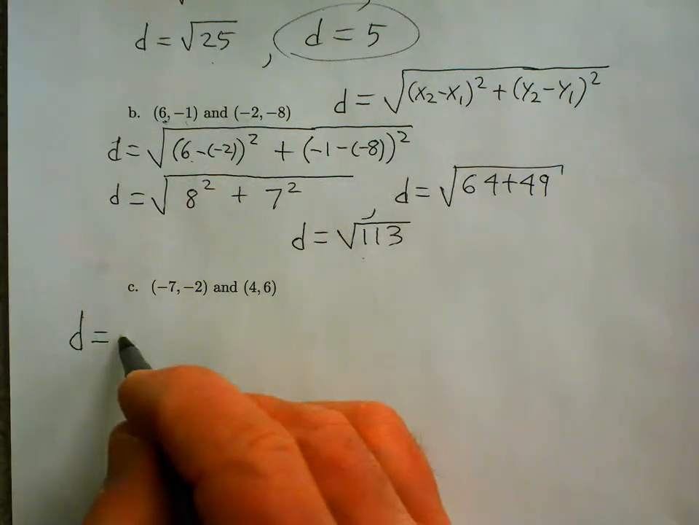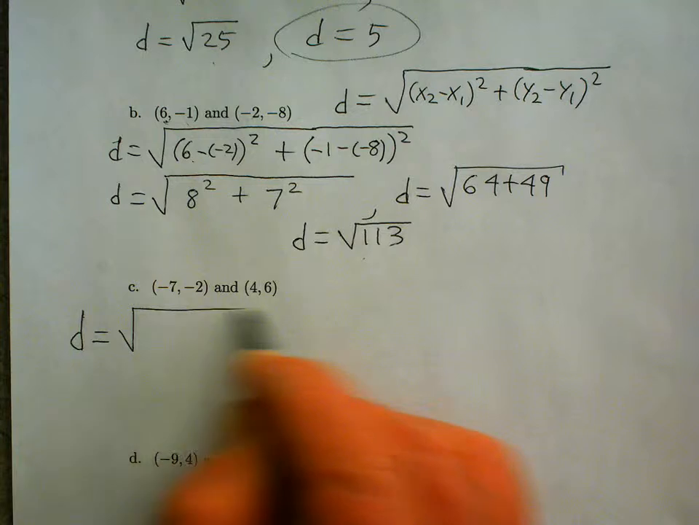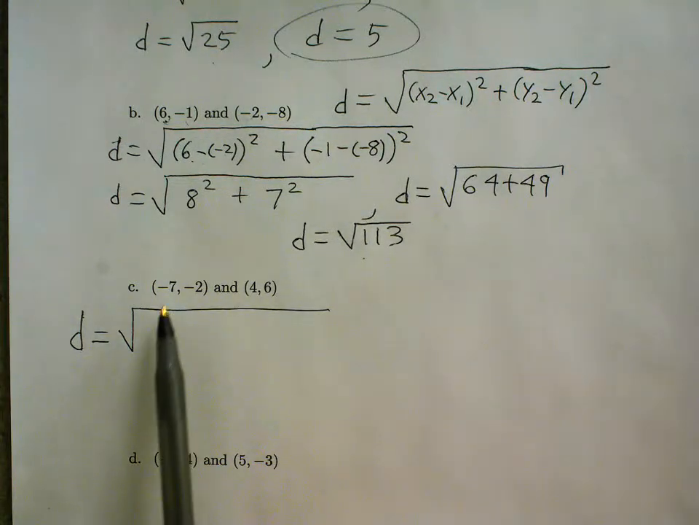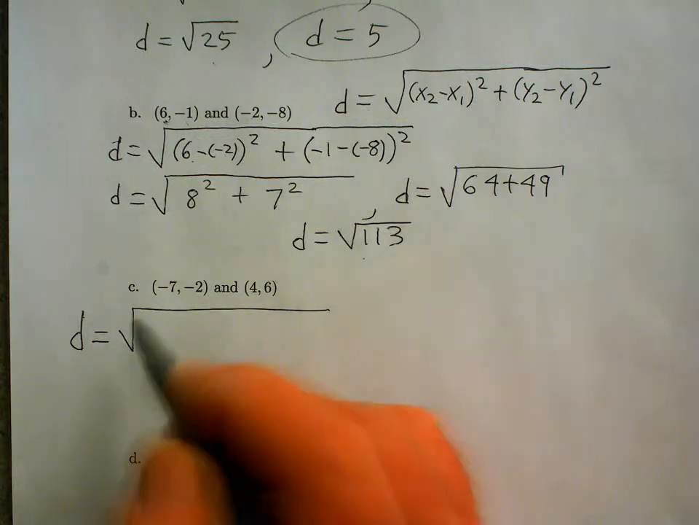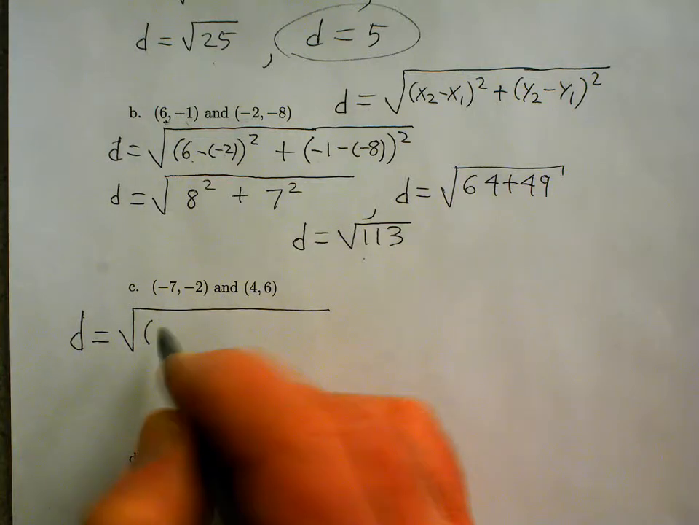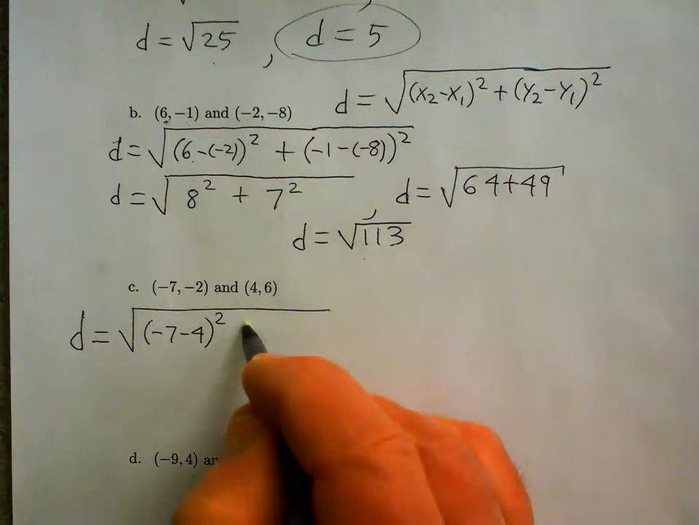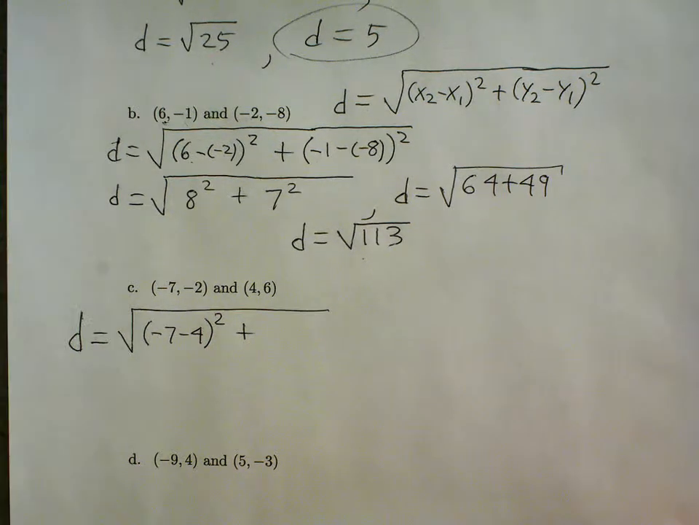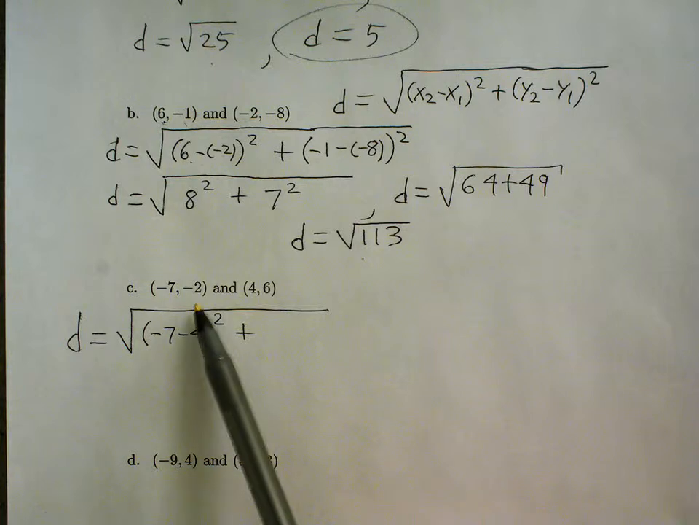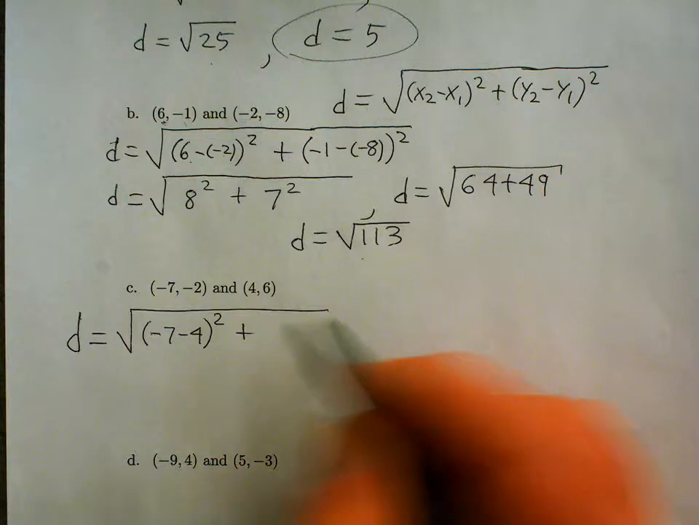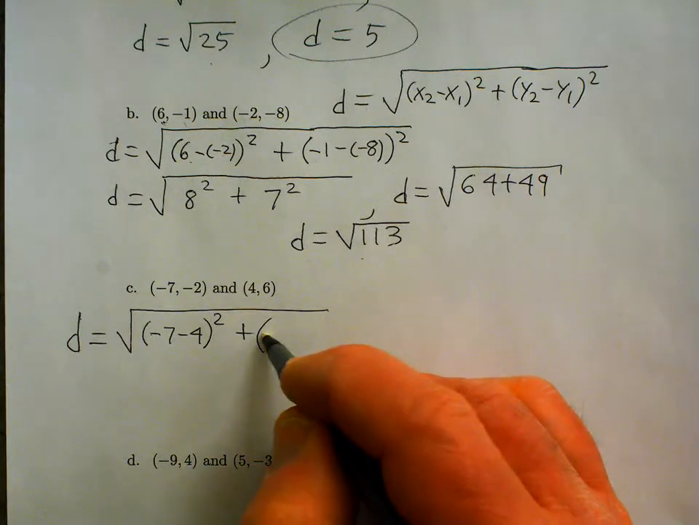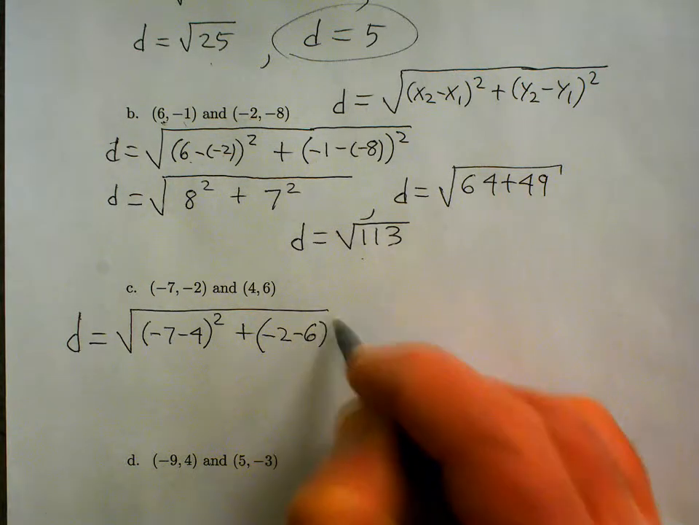So the distance, inside the square root, focus on the x coordinates first. We have -7 and 4. So inside parentheses, we can write -7 minus 4 quantity squared. And we'll add that to the other quantity involving the y coordinates. The y coordinates are -2 and 6. So we can write inside parentheses -2 minus 6 quantity squared.